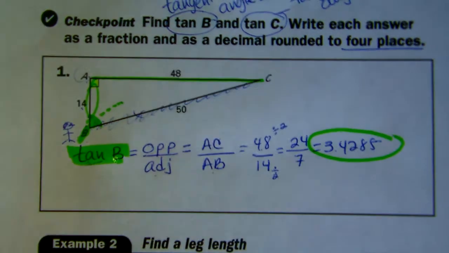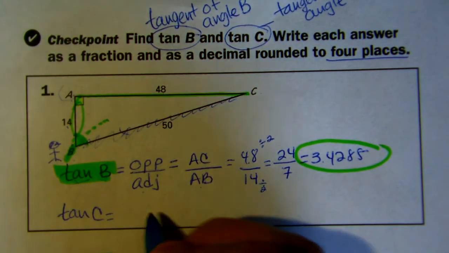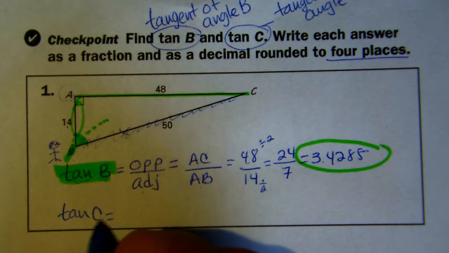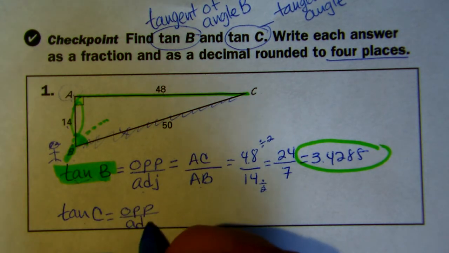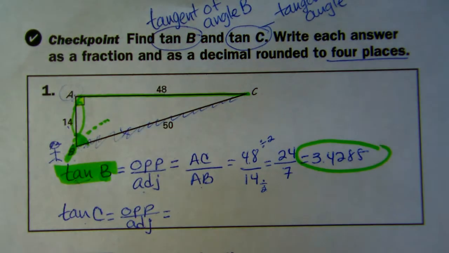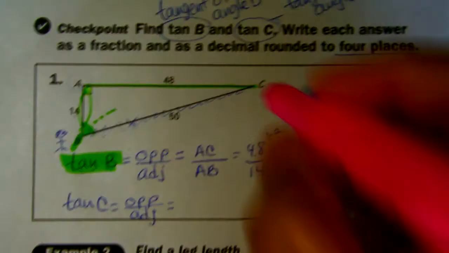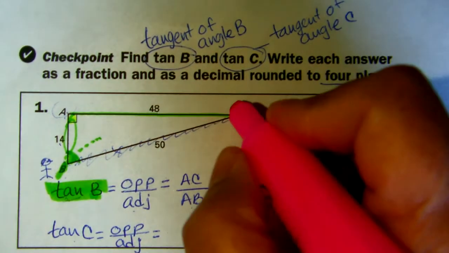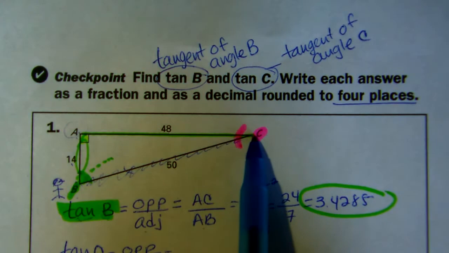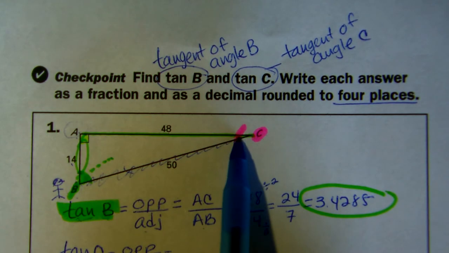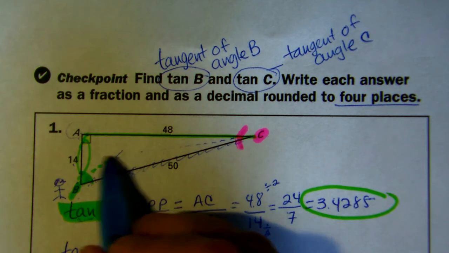Okay, now let's go for the tangent of angle C. Again, the tangent ratio of angle C is its opposite over its adjacent. And now if we place ourselves where the angle C is, this is what we have. So what is the opposite side for angle C? If you look across from here, which side is it? AB.